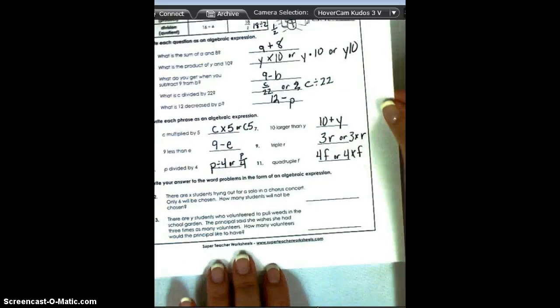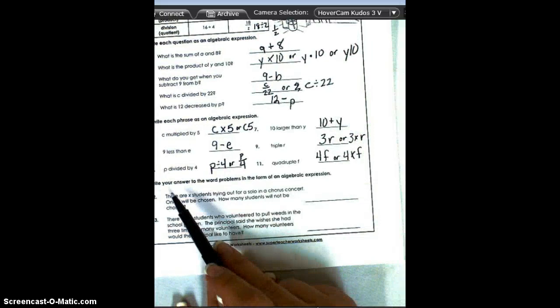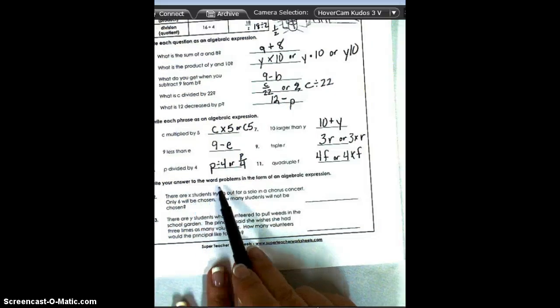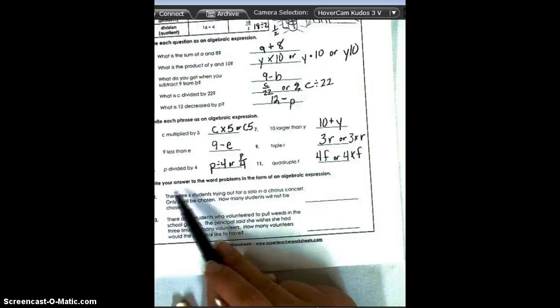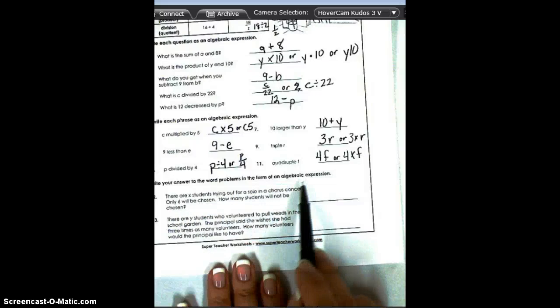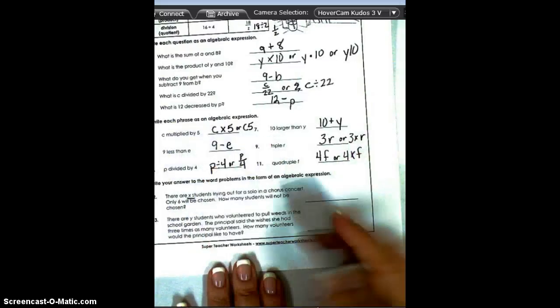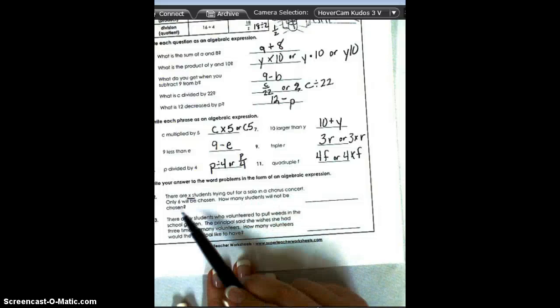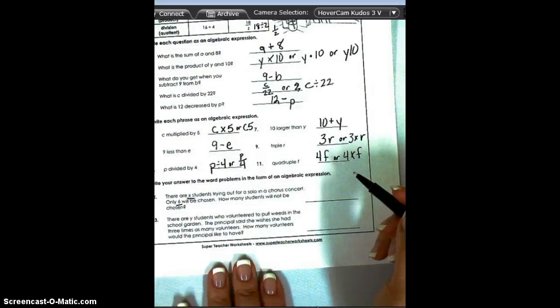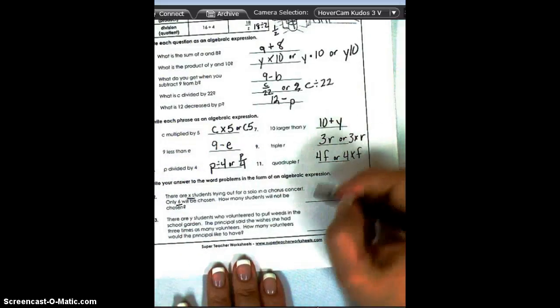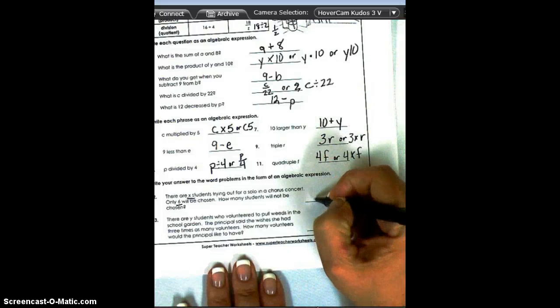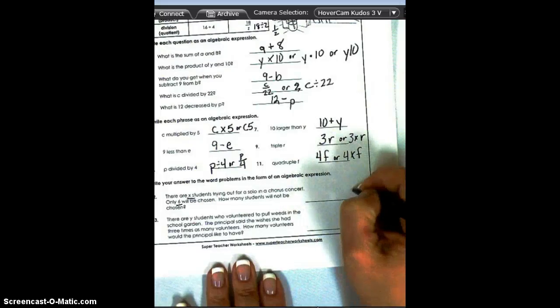And then our last one. Write your answer to each, I keep saying the word each. Write your answer to the word problem in the form of an algebraic expression. There are X students trying out for a solo in the chorus concert. Only 6 will be chosen. How many students will not be chosen? Six will be chosen.